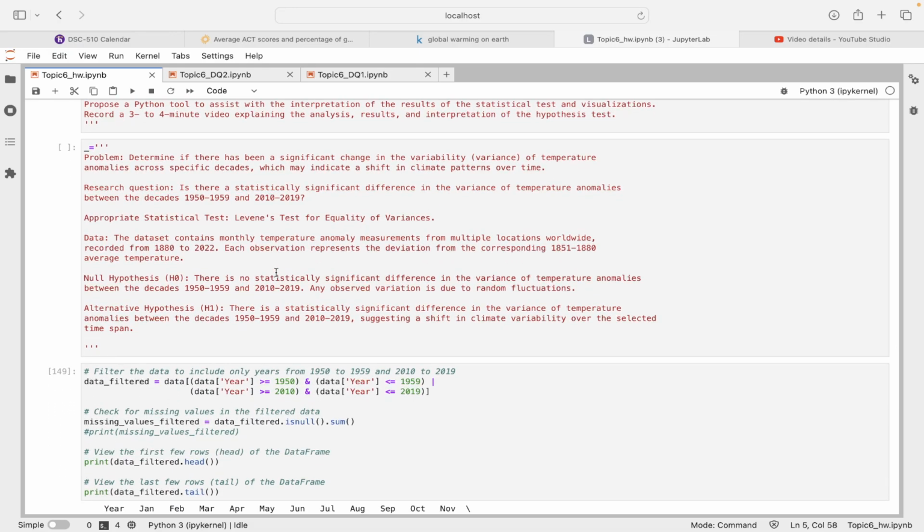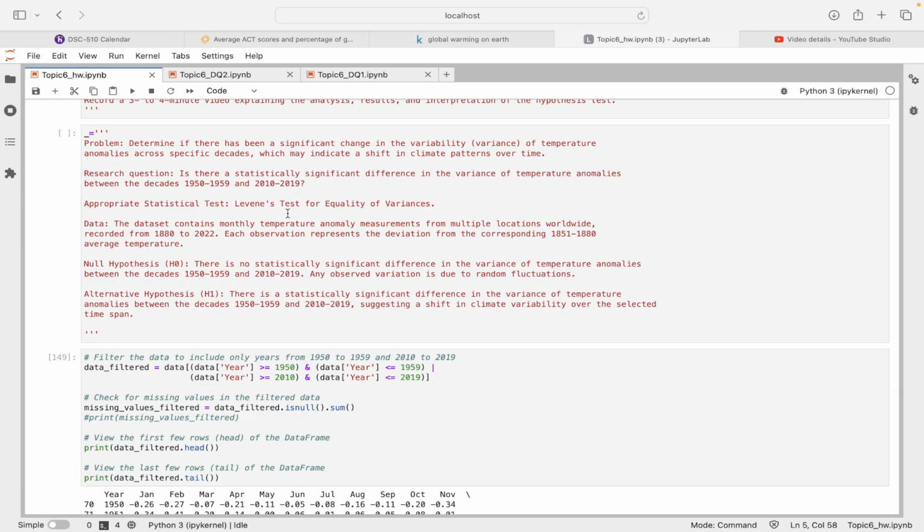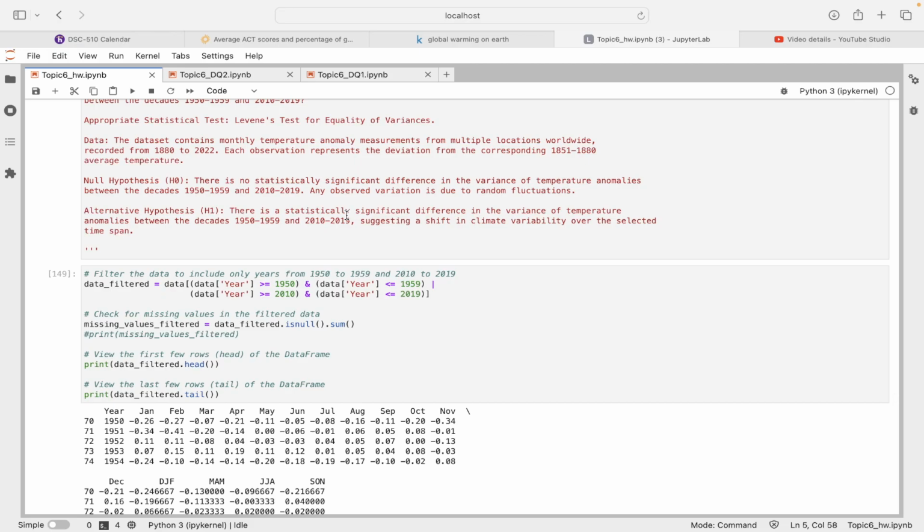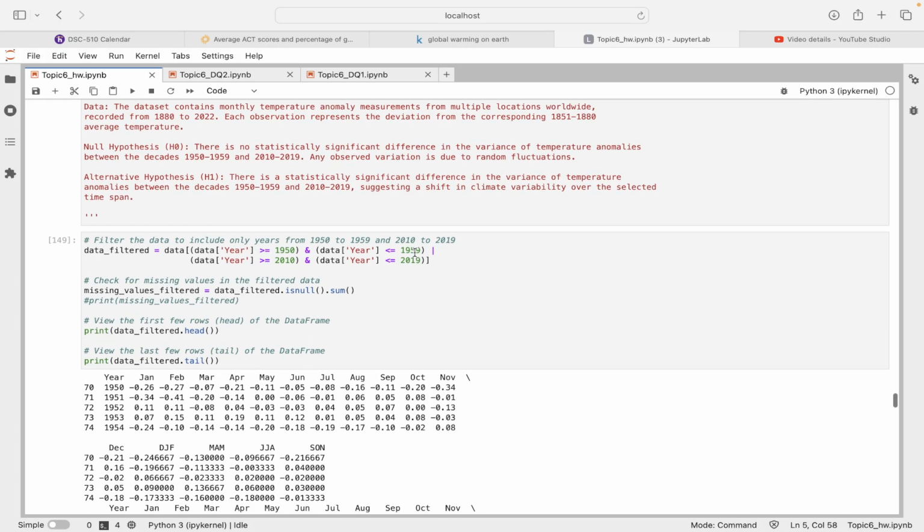We alter our research question to ask, is there a statistical difference in the variance of temperature anomalies between the decades 1950 to 1959 and 2010 to 2019? We decided that Levene's test to assess the equality of variances was the appropriate test. Our null hypothesis is that there is no statistically significant difference in the variance of temperature anomalies between those selected decades. And the alternative hypothesis is there is a statistically significant difference in the variance of temperature anomalies. So for our null, we would expect all the variances to be equal, and for the alternative, at least one of those not to be equal.